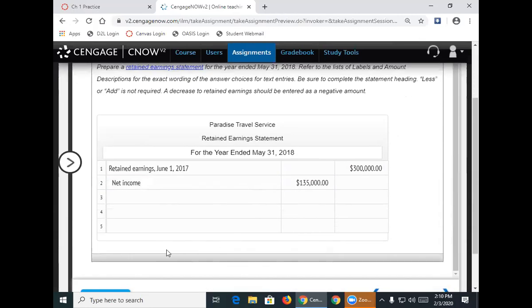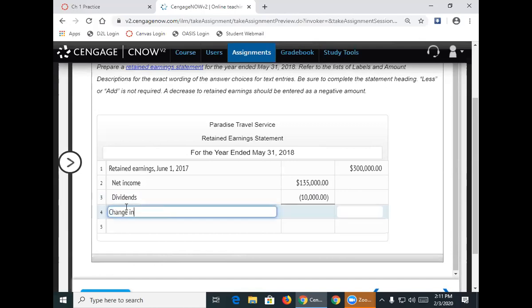Then I know my next step is to subtract out my dividends. You probably noticed too on your homework, it wants you to put it in as a minus. So it's coming out, it's being subtracted. They told us my dividends were 10,000. So I put a minus 10,000. So net income minus dividends is my change in retained earnings for this period. So that's why on the next line we call it change in retained earnings.